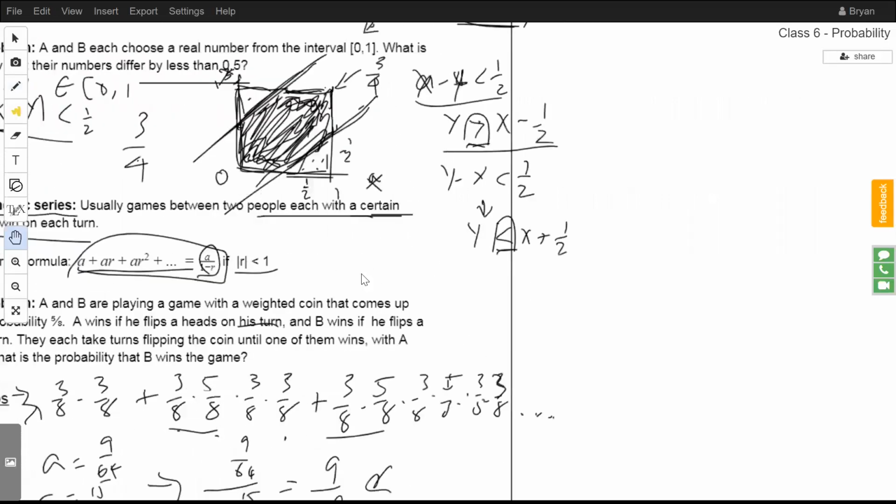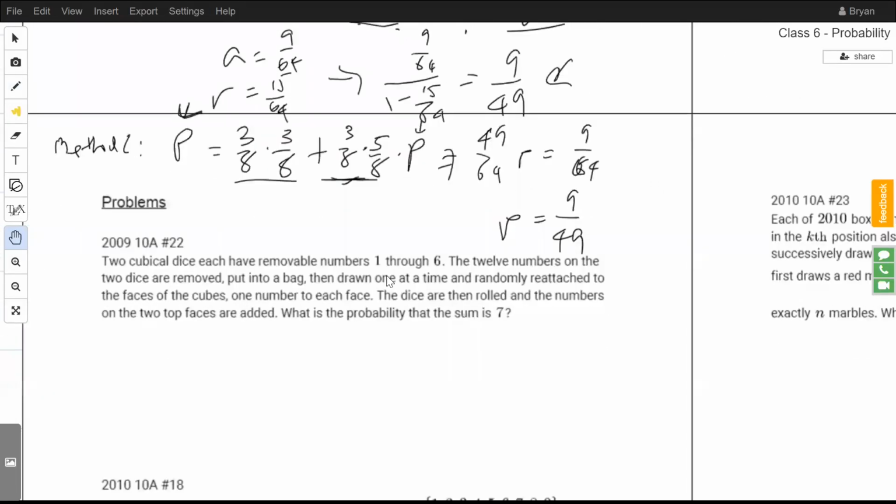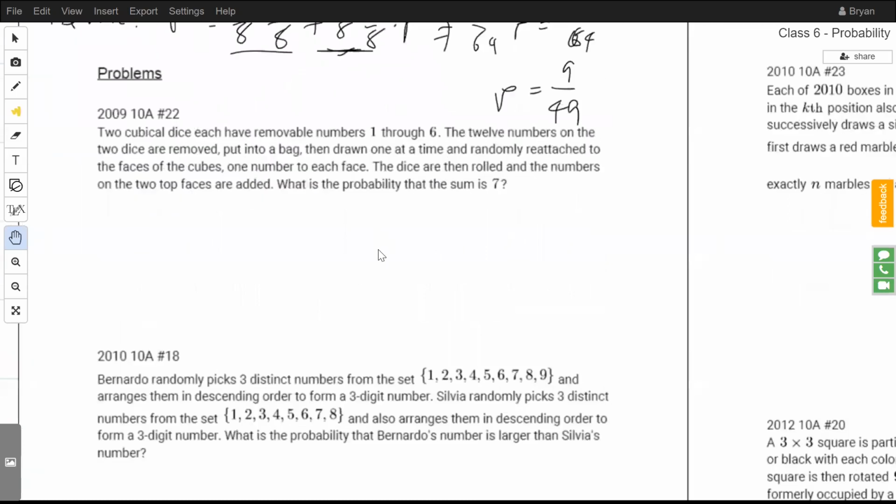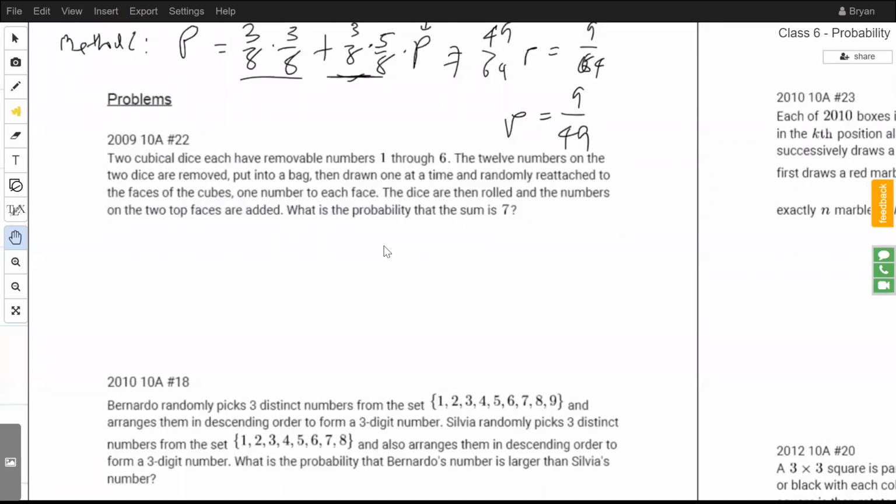Anyway, moving on to the problem. We have two cubical dice, each with faces numbered 1 through 6, and the 12 numbers on the 2 dice are removed, put in a bag, and drawn one at a time and randomly reattached to the faces of the cubes, 1 number to each face. Then the dice are rolled and the numbers are added. What's the probability the sum is 7?